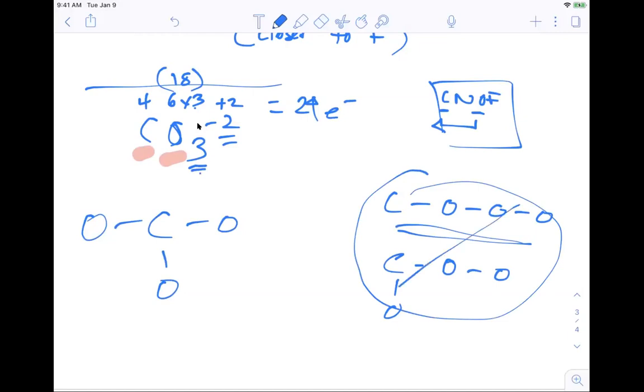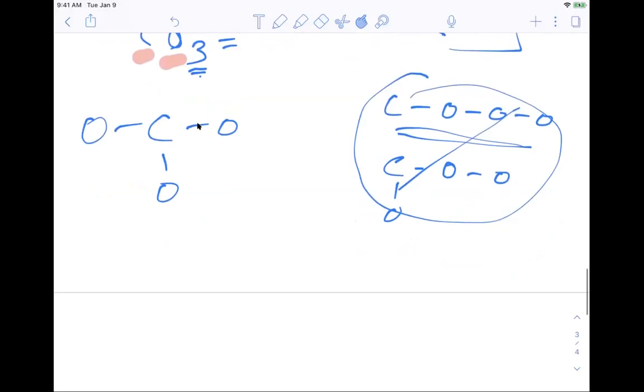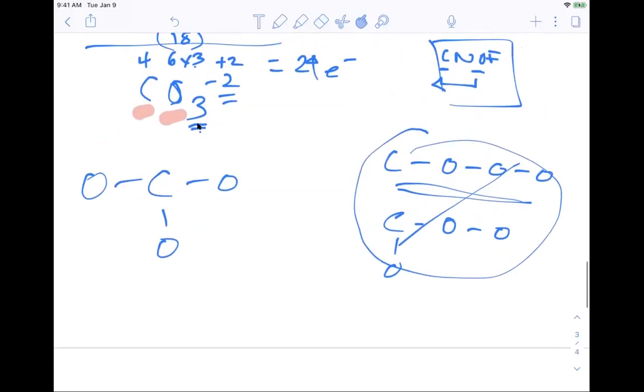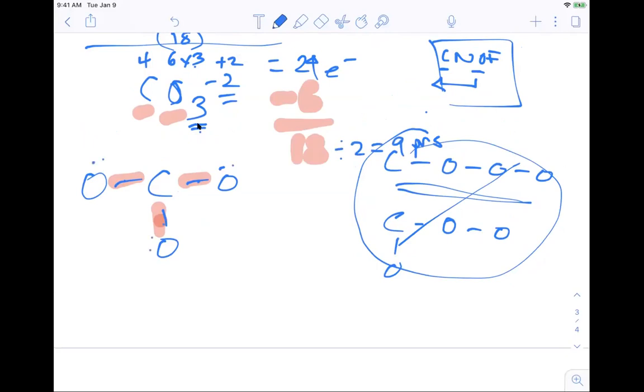So we've got our basic structure, CO3 2-, and we've used 2, 4, 6 electrons. So let me write that. We've used 2, 4, 6 electrons. So 24 minus 6 is 18. 18 divided by 2 is 9 pairs. Okay. So I'm just going to start here. 1 pair, 2 pair, 3, 4, 5, 6, 7, 8, 9. I've used up all my electrons. And I got no more.